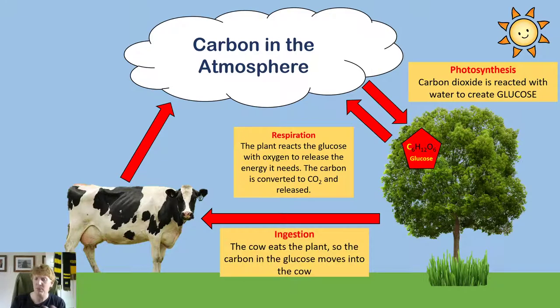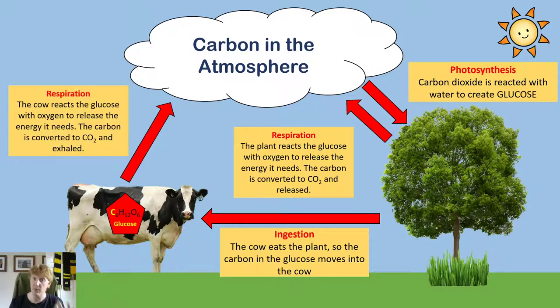And what actually happens is ingestion, where this cow over here actually eats part of the plant. So the carbon flows from the plant into the cow now, right? And so now we've got this glucose present in the cow. Well, the cow is going to use that for respiration. It is going to use that glucose to release the energy it needs to survive, and it's going to release that carbon dioxide as a waste product straight back into the atmosphere.